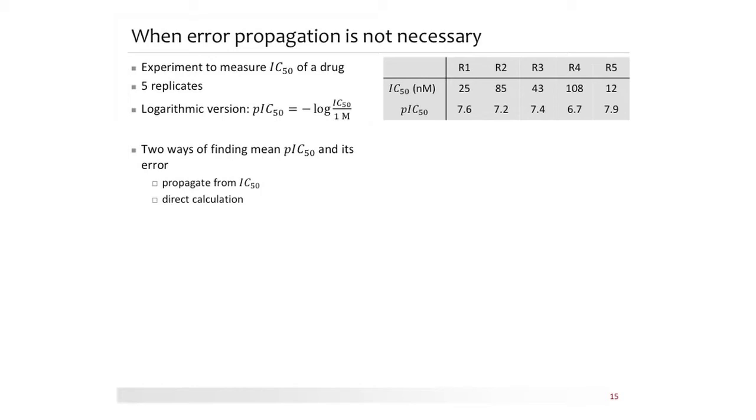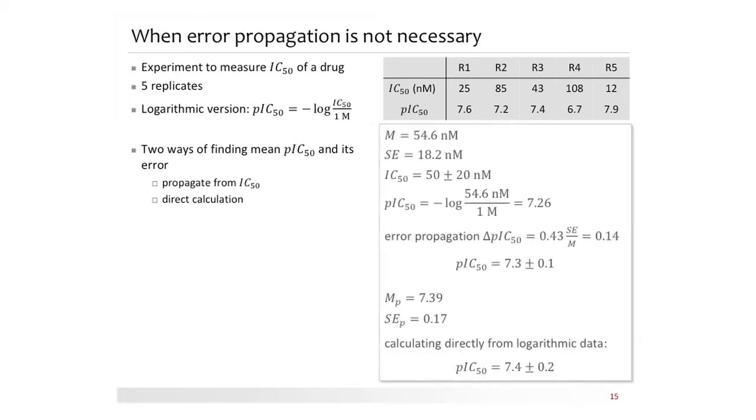So if you have 5 replicates and you want to find the mean and its error for pIC50, the logarithmic version, you can do it in 2 ways. You can either calculate errors on this and propagate them using the logarithmic formula, or you can do a direct calculation. And this is the actual calculation. There are just a few numbers here.